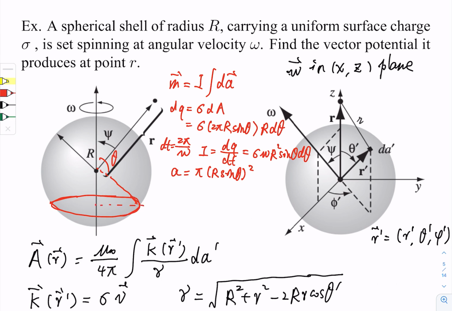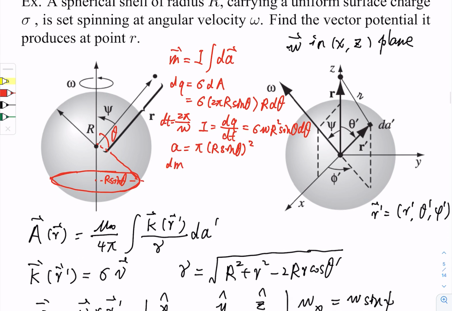Here the radius is r sine theta, and then the infinitesimal dm equals I dA, which is sigma omega pi r fourth sine theta cubed d theta, and what we have is m should be integrating over all the dm, and in the end it should be going.